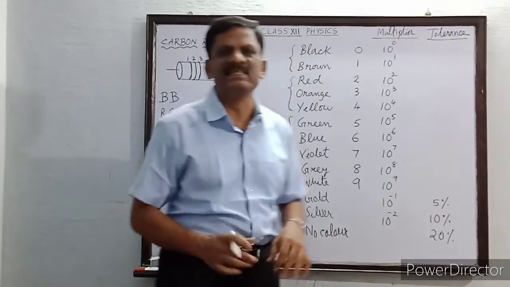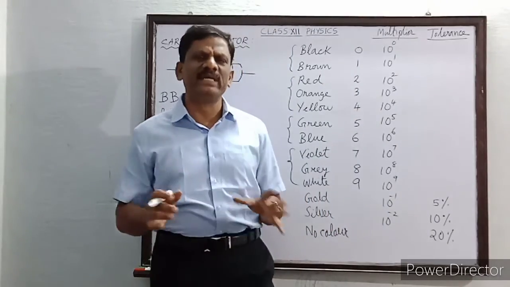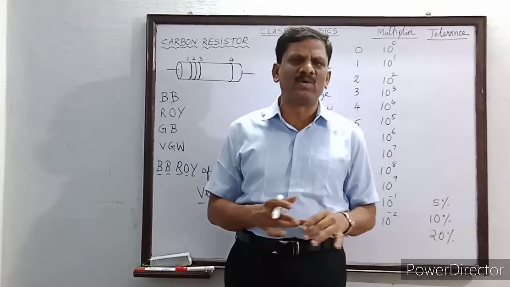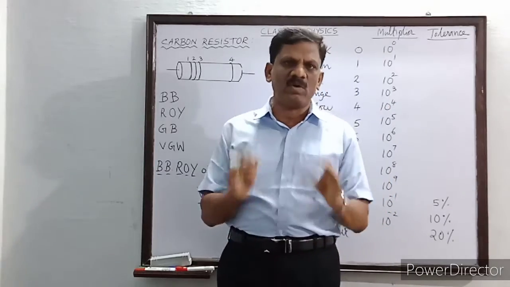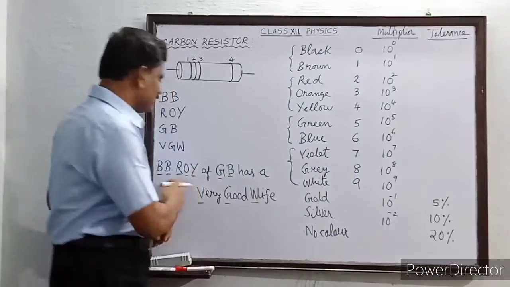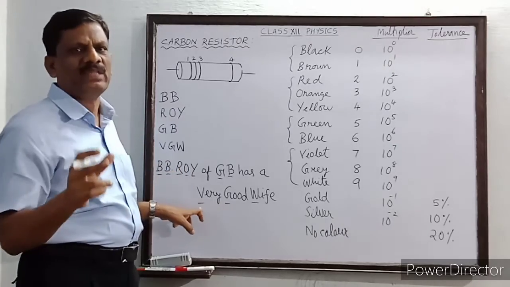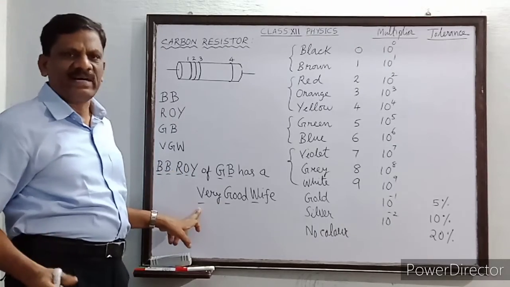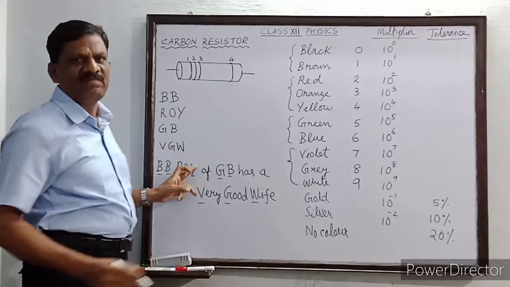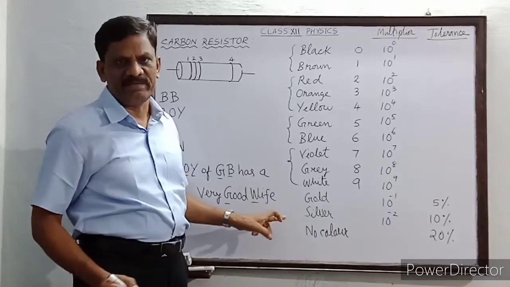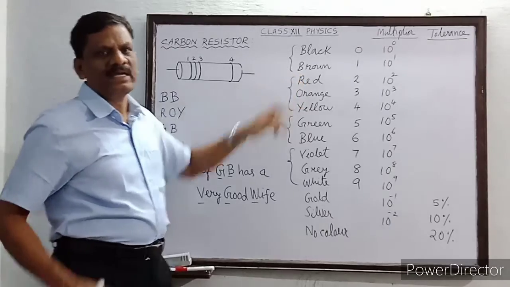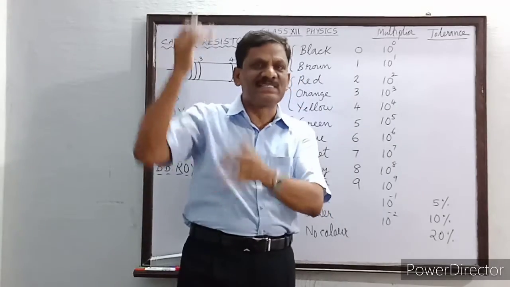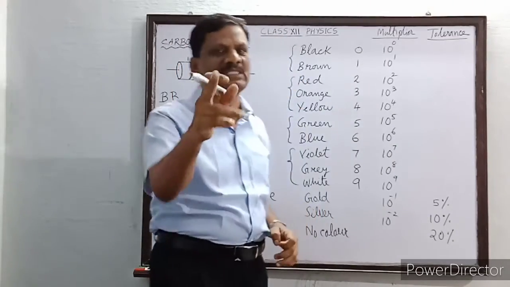This is a mnemonic. So usually it is better to remember the mnemonic more than the values. Remembering all the values, if you remember it is good. If you don't remember, at least you can remember this sequence. This mnemonic will give you the sequence of colors. So BB Roy of Great Britain has a very good wife. So the BB is what? Black and brown. So again you should not confuse brown first and black next. Again for that one shortcut I will tell you.